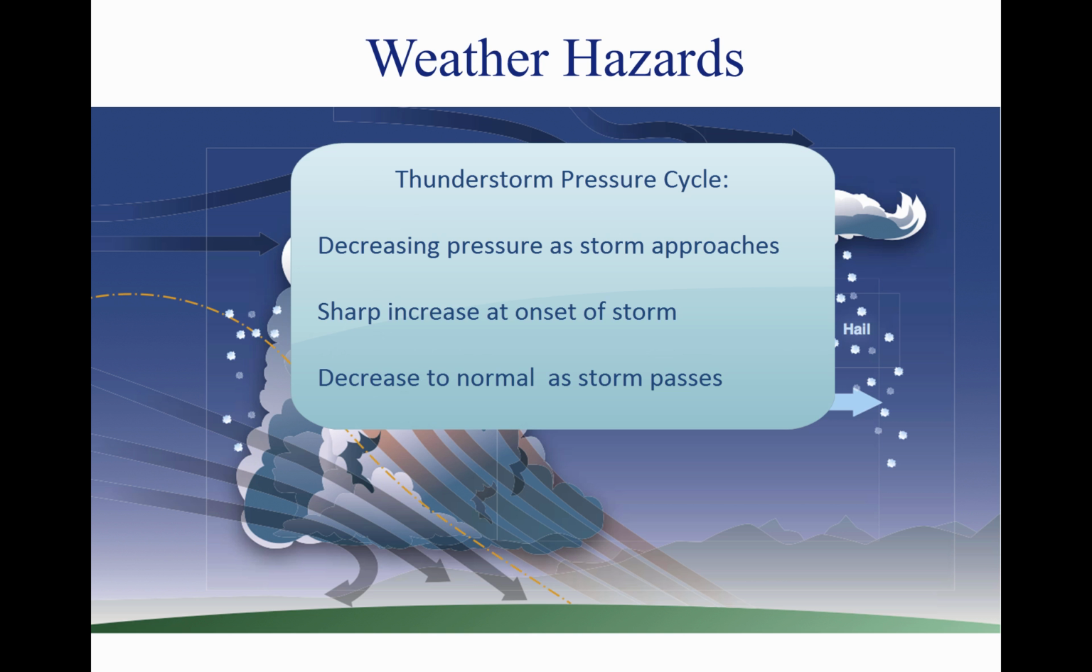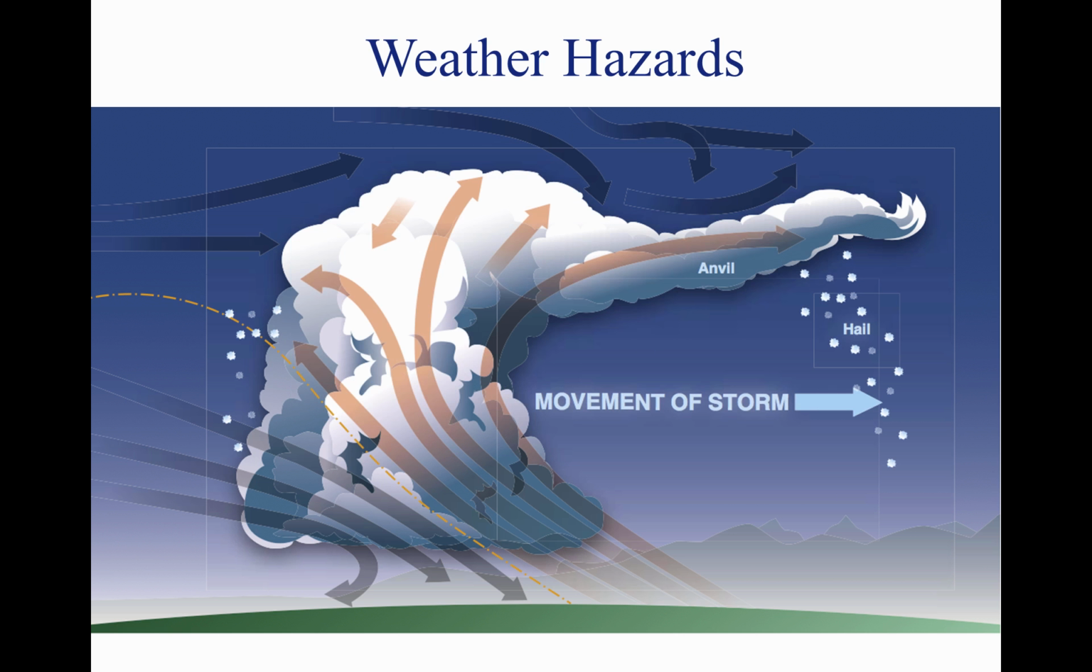Pressure usually falls rapidly with the approach of a thunderstorm, rises sharply with the onset of the first gust and arrival of the cold downdraft and heavy rain showers, and then falls back to normal as the storm moves on. This cycle of pressure change may occur in 15 minutes. If the pilot does not receive a corrected altimeter setting, the altimeter may be more than 100 feet in error.